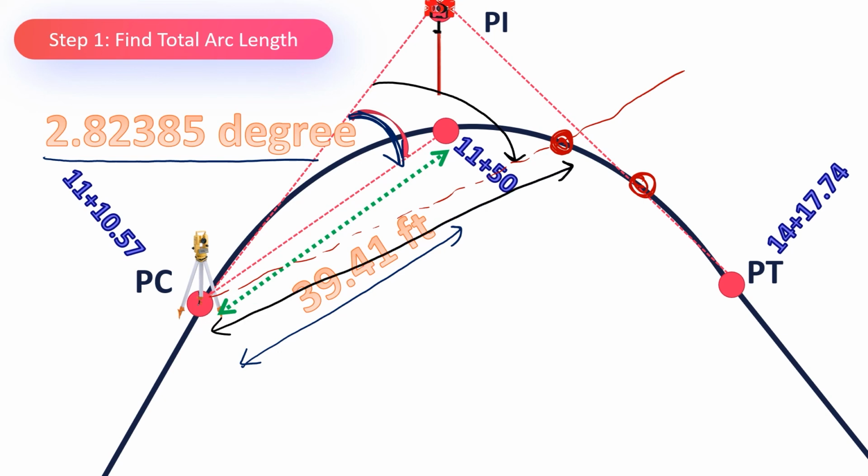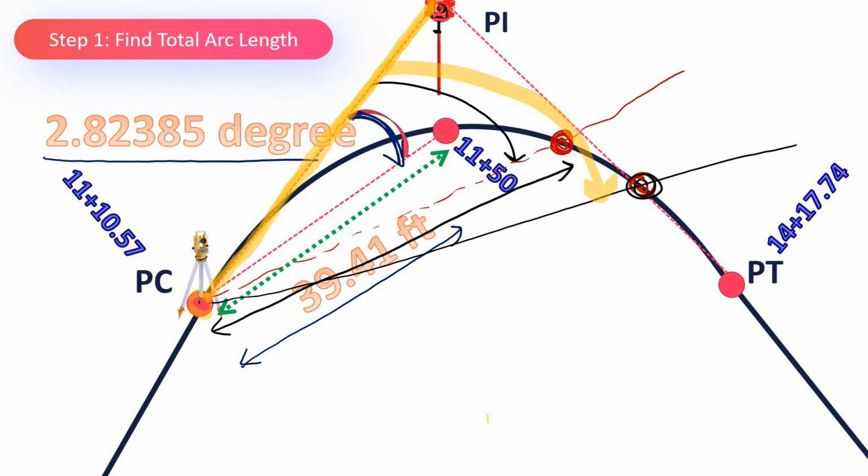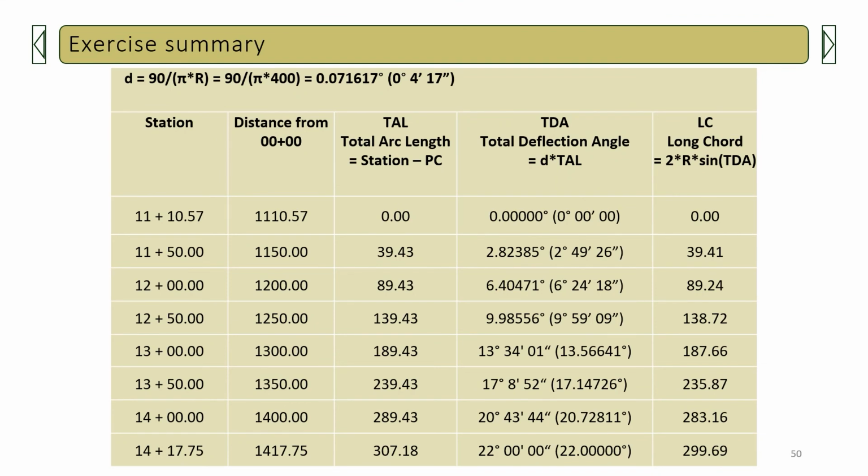Again, for this point, the deflection angle would be this angle. All the deflection angles are measured from this tangent line. So you can visualize this as by how much angle the line joining PC to this point is deflected from this tangent line. You can use the technique that I discussed in the previous slides to complete this table.